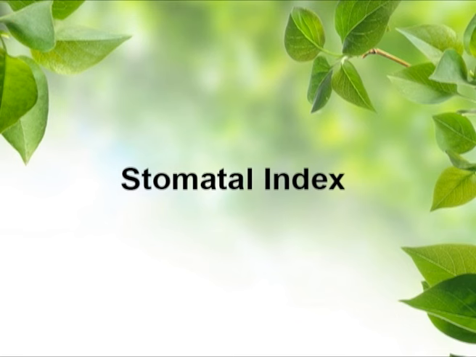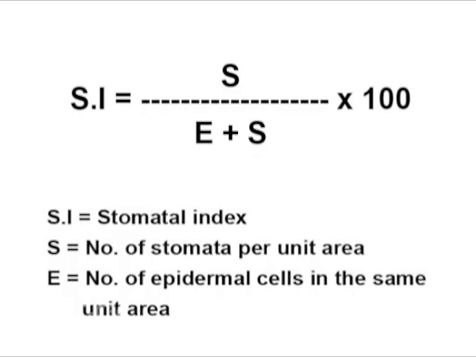Stomatal index. Stomatal index is the percentage which the number of stomata forms to the total number of epidermal cells, each stomata being counted as one cell. Stomatal index can be calculated by using the following equation, where SI is the stomatal index, S is the number of stomata per unit area, and E is the number of epidermal cells in the same unit area.